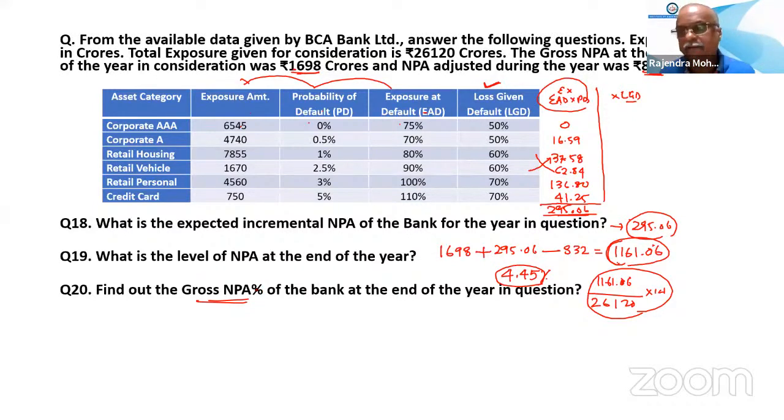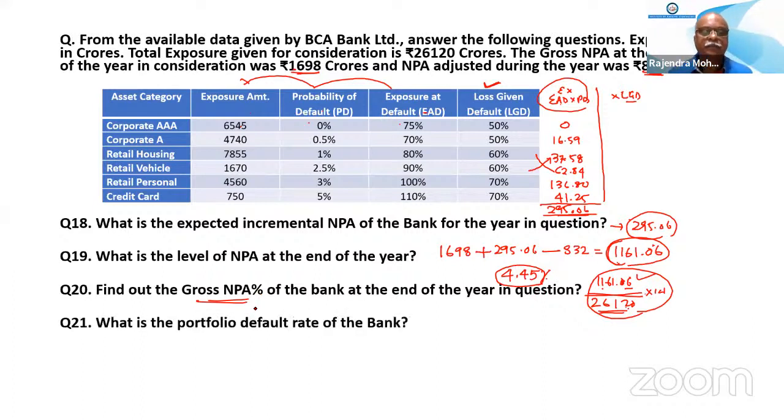You cannot forget the formula at this moment. Tomorrow, day after tomorrow is the examination. Gross NPA percentage equals the total amount of gross NPA divided by total advance or total exposure multiplied by 100. So we have 1161 as the gross NPA divided by the advance given, 26,120, which is given in the question. So you divide this by this into 100. So 4.45.